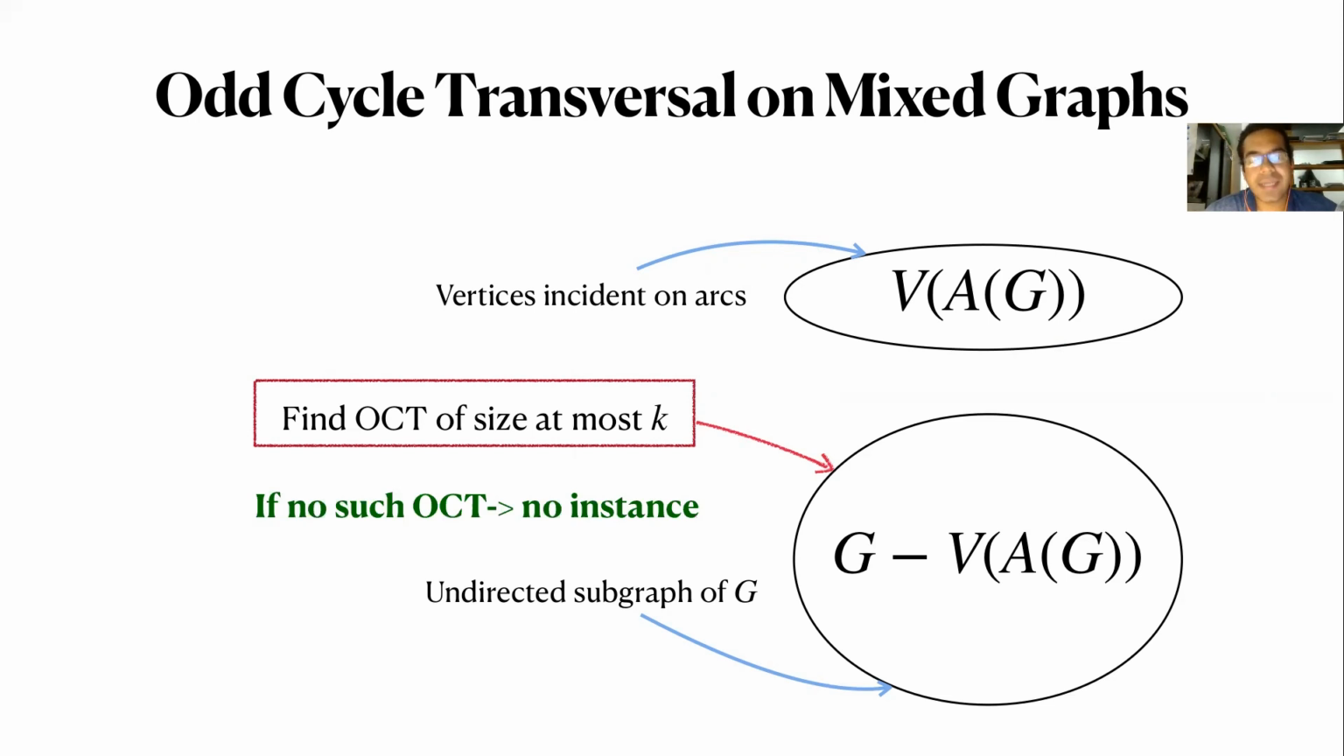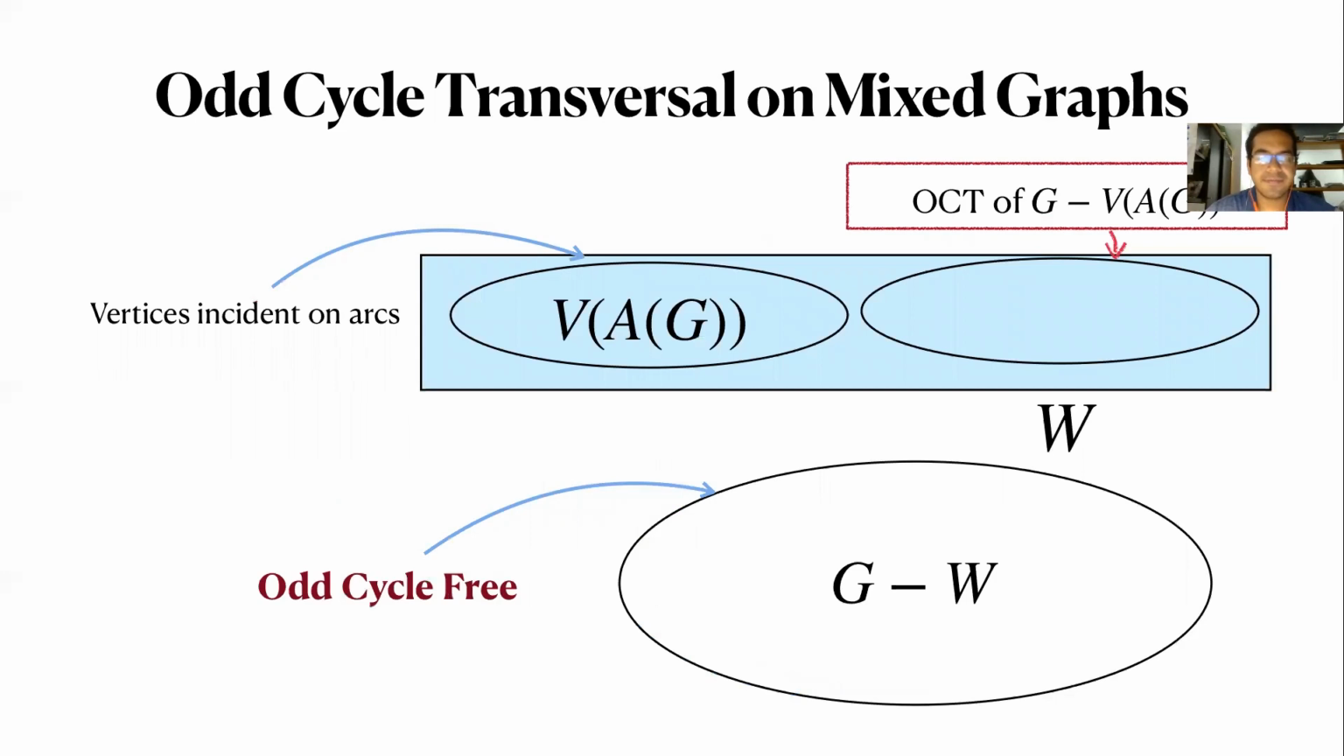If there is no odd cycle transversal of size at most k, then we immediately say no, because if the undirected part of the graph does not have an odd cycle transversal of bounded size, then the mixed graph definitely will not have an odd cycle transversal of size at most k, as the undirected graph is a subgraph of the mixed graph. So we assume that the answer is yes. If the algorithm returns no, we immediately reject the instance and say that there is no odd cycle transversal of size at most k for the mixed graph.